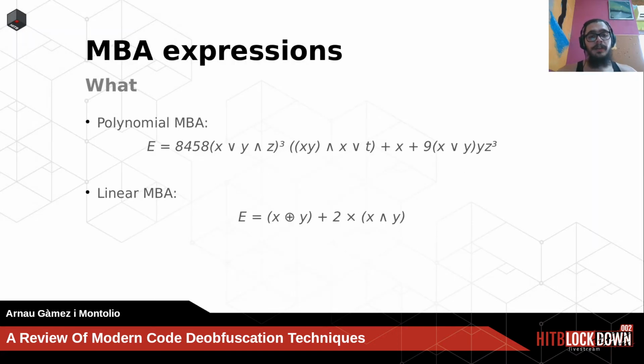So here you have a couple of examples, a polynomial expression and a linear one. Essentially, as you can see, they are just expressions that mix operators from the bitwise or Boolean world and the arithmetic of integers world.